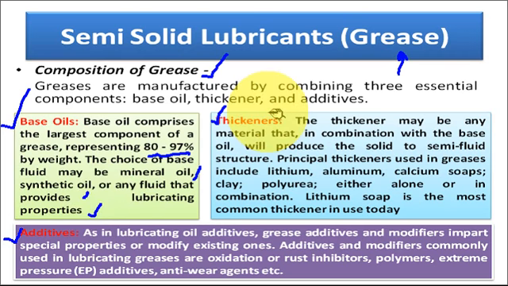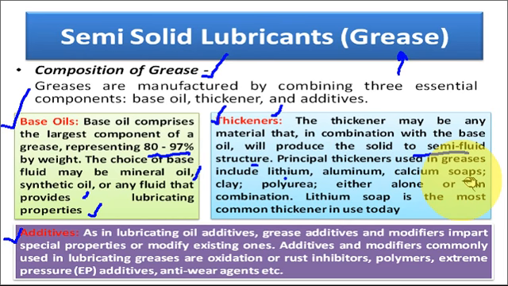The second important component is the thickener. The thickener may be any material that, in combination with the base oil, will produce a solid to semi-fluid structure. These are used to enhance the viscosity of the base oil. For example, the principal thickeners used in greases are lithium, aluminium or calcium soaps. So what is the thickening agent here? Soaps are the thickening agent here.